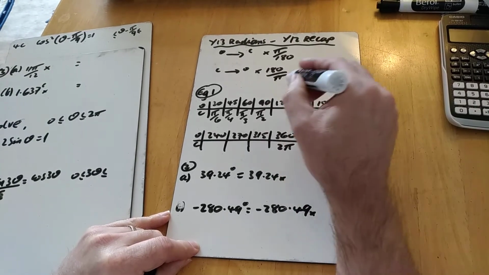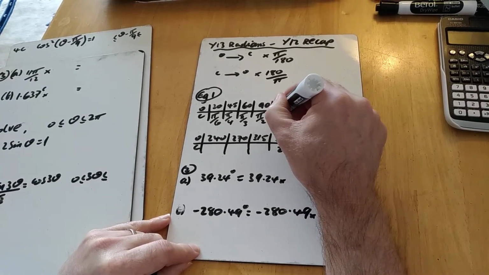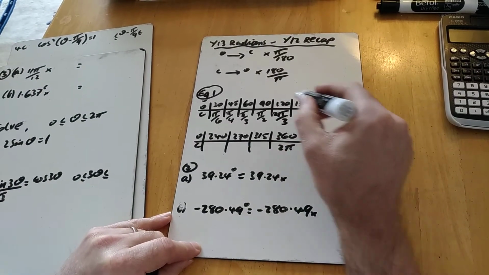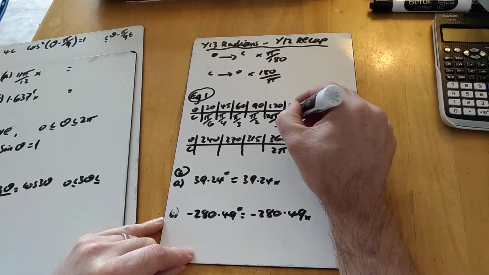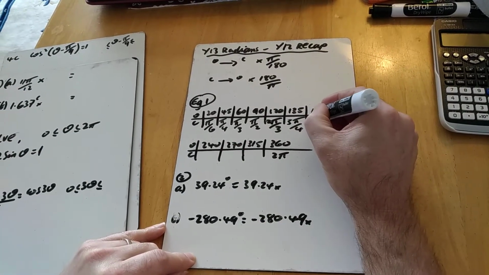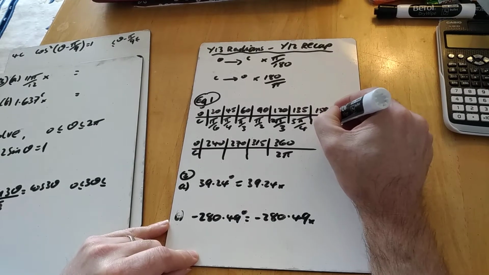So 120 is 2 lots of 60, so it's 2 pi over 3. 135 is 3 lots of 45, so it's 3 pi over 4. And 150 is 5 lots of 30, 5 pi over 6.